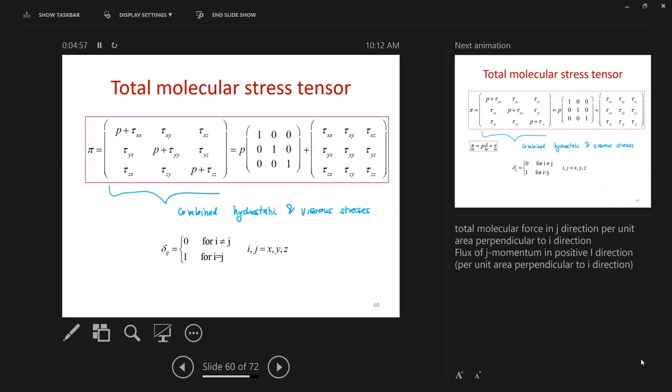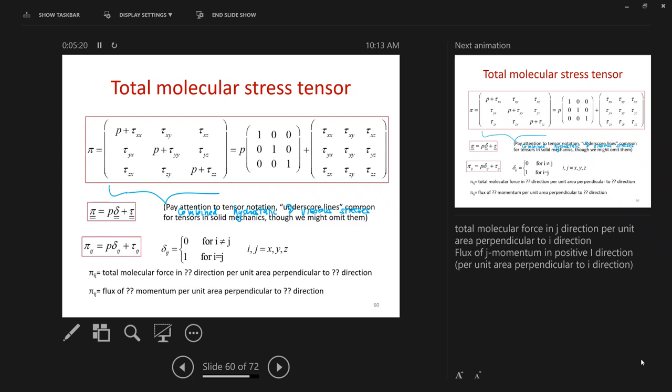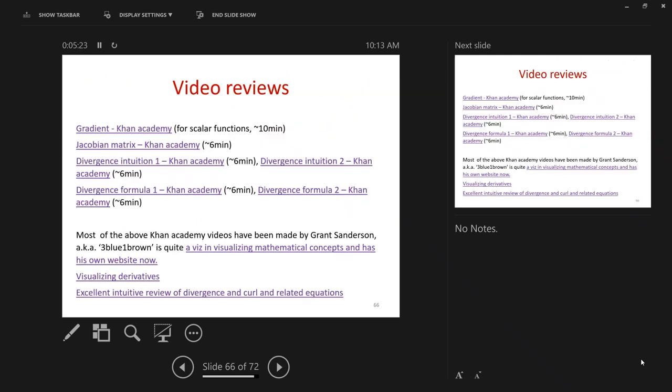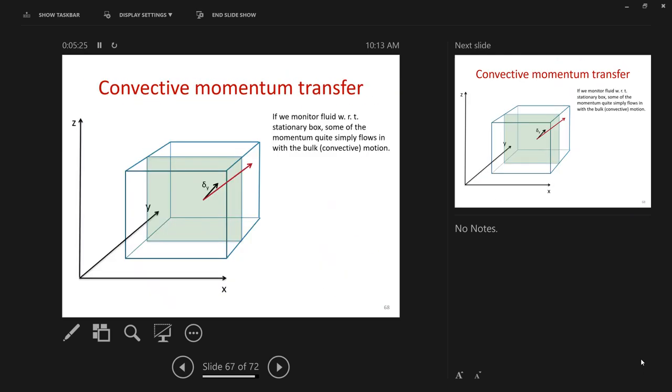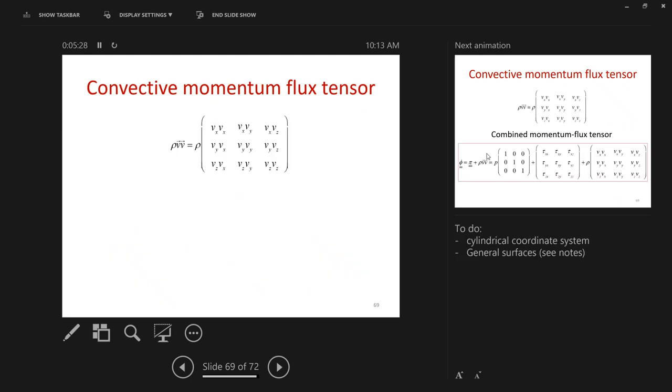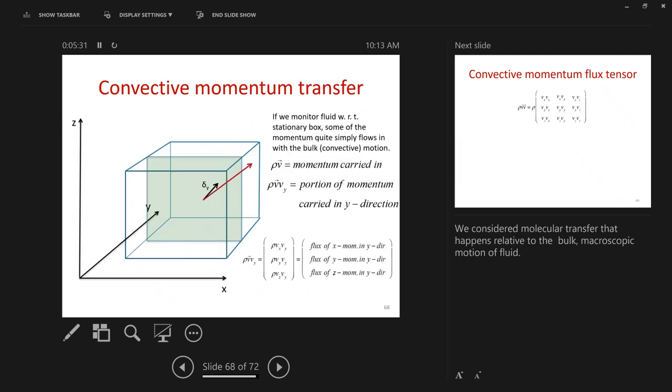So if I'm thinking of basically what is the momentum that is literally entering through this plane into this block here, it's rho v, which is the momentum, times vx if this is x plane. Because the vx is the part that is orthogonal to this plane. Okay? So I have to add those two. Okay, sorry, but I'm going to get a convective momentum transfer.